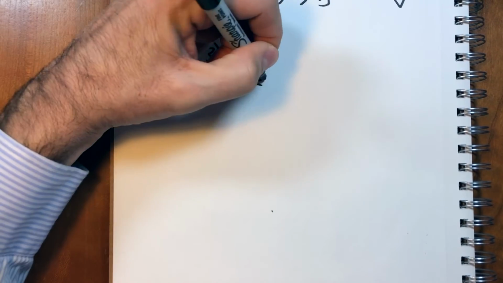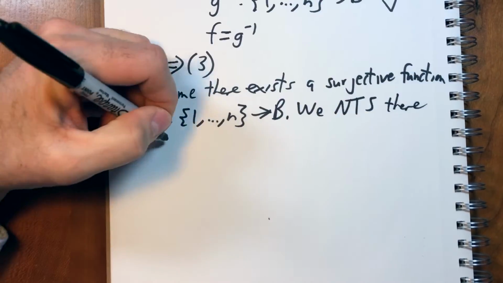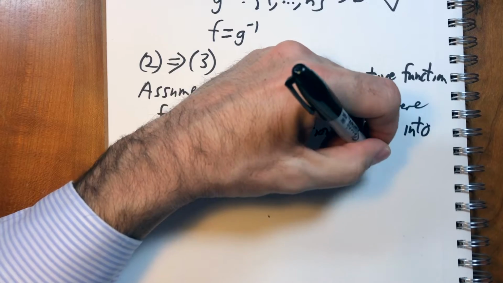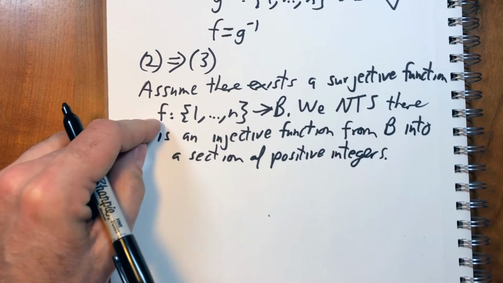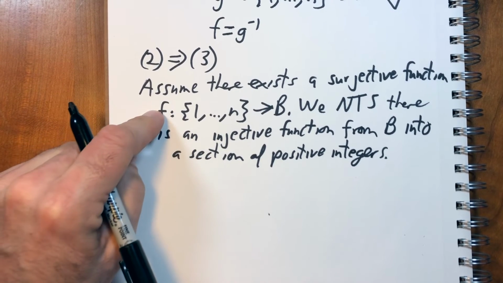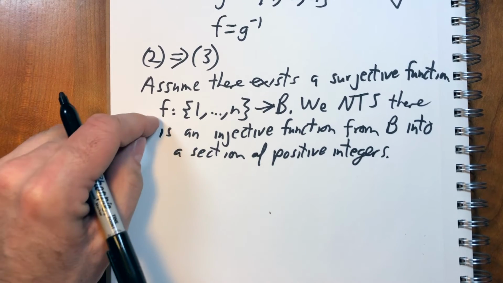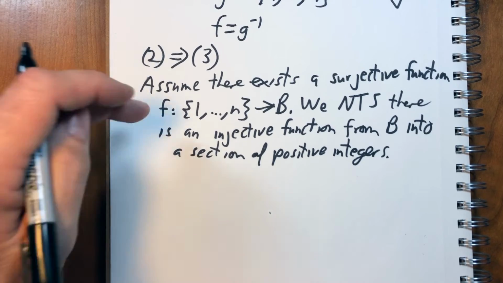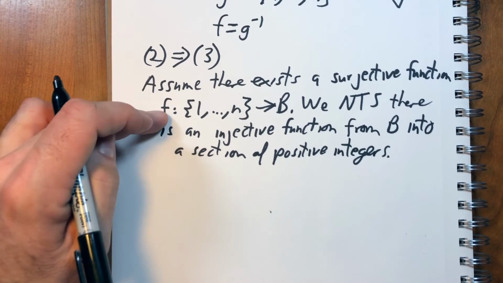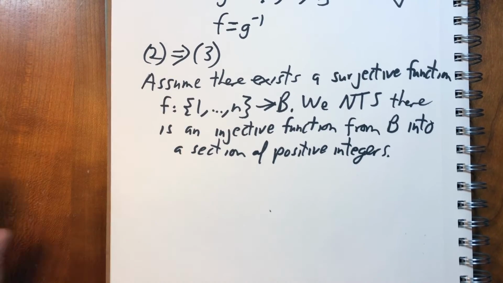So we're going to assume that there exists a surjective function, f, from a section of integers onto B. We need to show that there is an injective function from B into a section of positive integers. So we know that f is surjective, but we don't know if it's injective. So we cannot assume that f has an inverse, because f needs to be bijective in order to have an inverse, okay? We know it's surjective, but we don't know it's injective. So we can't just start looking at the inverse of f. But we can use the pre-image of f to construct a new function, and that's what we're going to do.